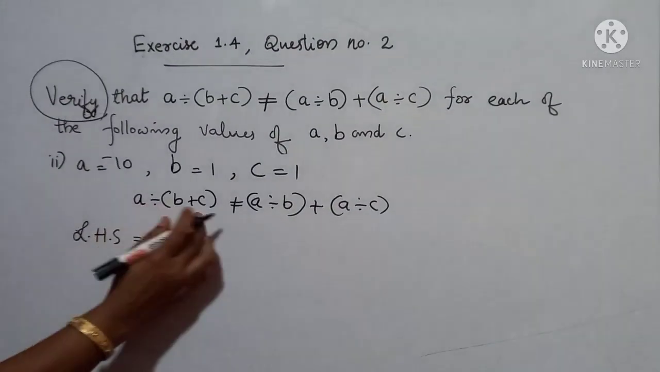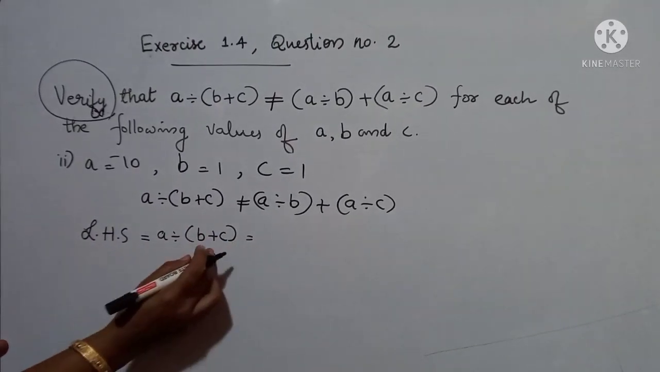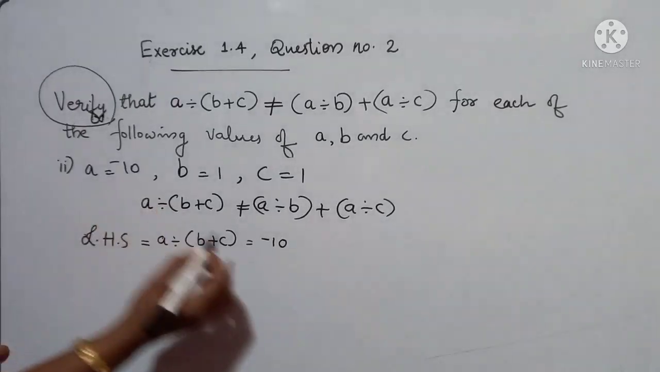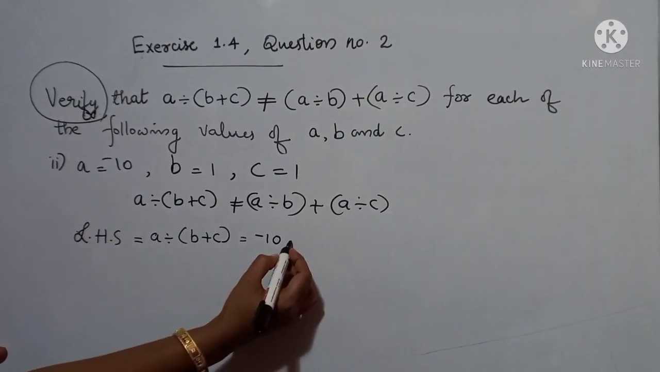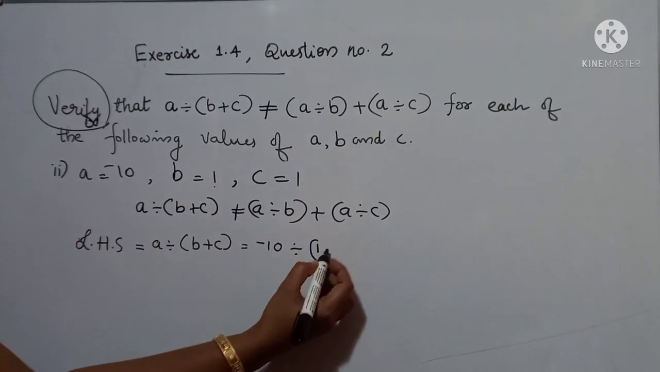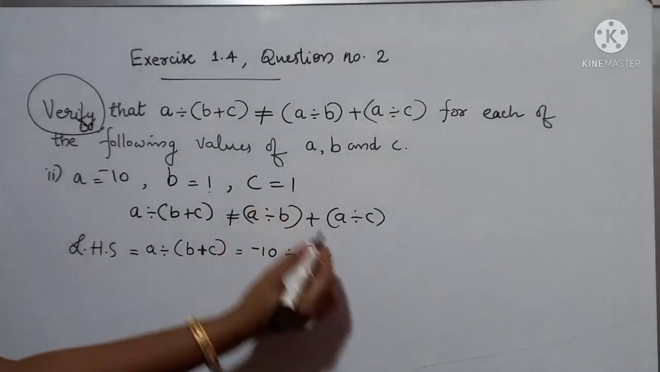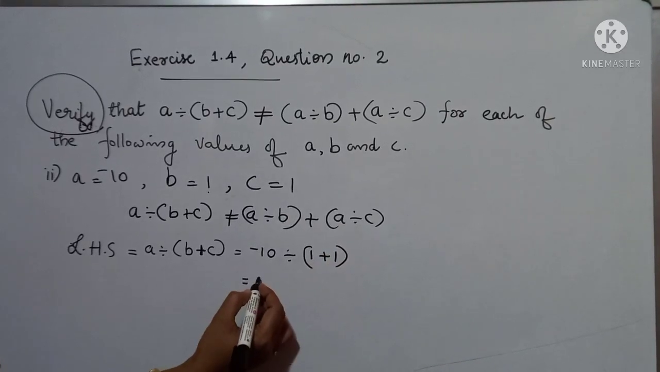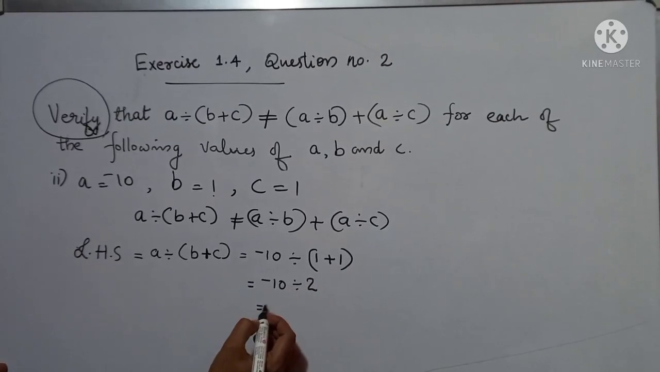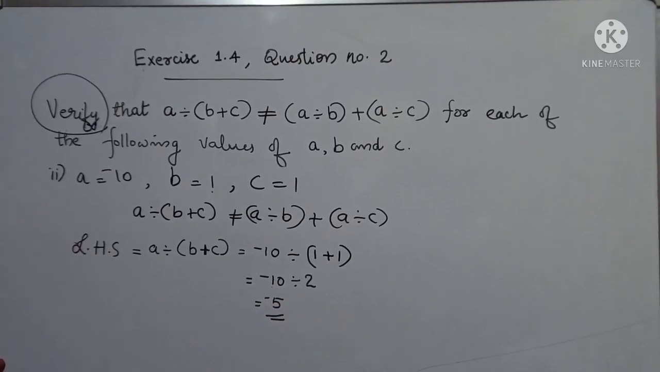Here LHS, a divided by (b plus c). Substitute the values of a, b and c. A equal to minus 10. Write that there. Divided by b plus c. The value of b given here is 1. Put 1 here. Then this plus, put that plus here in the same way. Then c equal to 1 here. Then that is equal to minus 10 divided by, what is 1 plus 1? 2. Minus 10 divided by 2 is minus 5. Negative integer divided by positive integer, the answer is negative, minus 5.